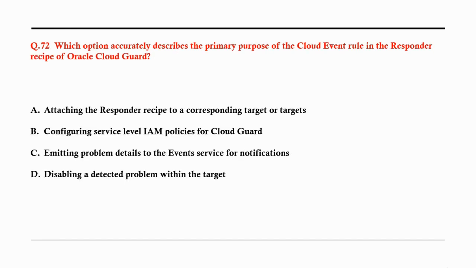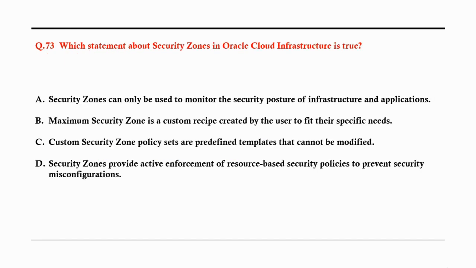Question 72. Which option accurately describes the primary purpose of the cloud event rule in the responder recipe of Oracle Cloud Guard? The correct answer is answer C, emitting problem details to the Events service for notification.